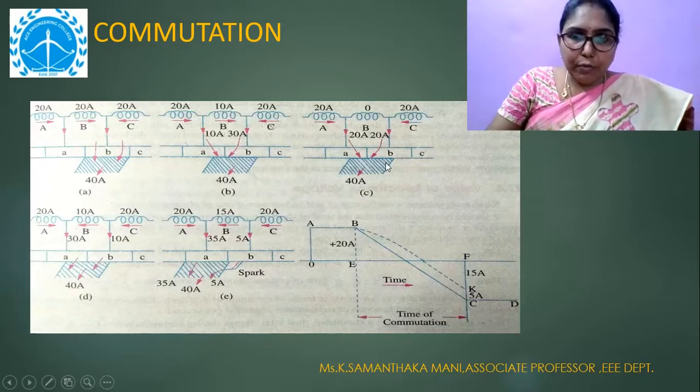Now instant 3, what happens? Still the armature is rotating, and the commutator segments are also rotating along with it, and exactly the brush position will come in the middle of these two segments. Now at this condition we observe that coil A is supplying 20 amperes, coil C is supplying 20 amperes, but there is no current being supplied by coil B.